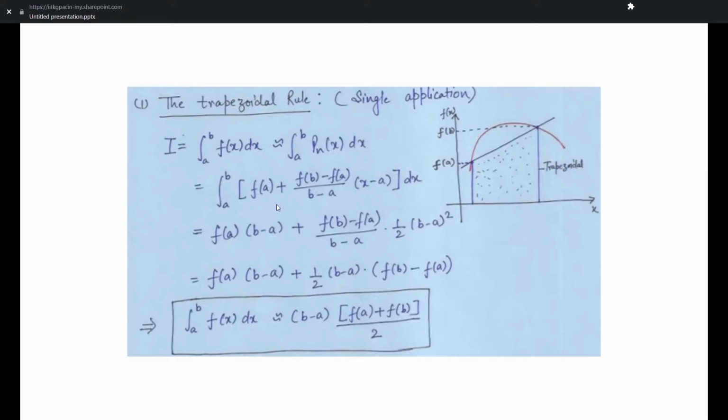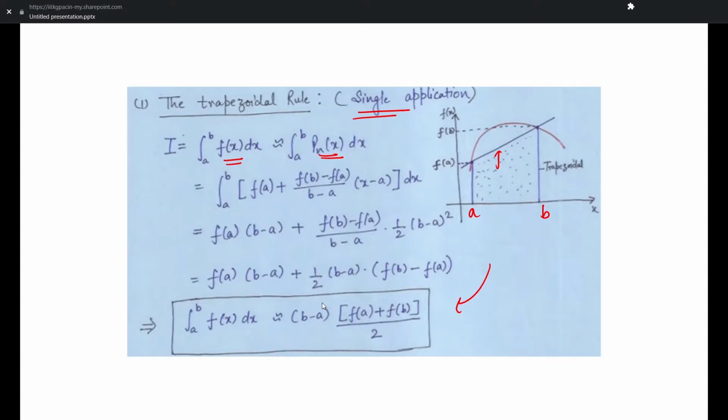The first we will discuss is the trapezoidal rule. At first we will discuss a single application. In the trapezoidal rule, we try to replace the function f of x by a polynomial of degree 1. In the single application, we replace the function f of x by the equation of this line. This is the first point and this is the last point, so we only have one interval. After integration, our expression will look something like this, which is basically the area of the trapezoid formed by replacing the given function with this straight line. So this is the single application.